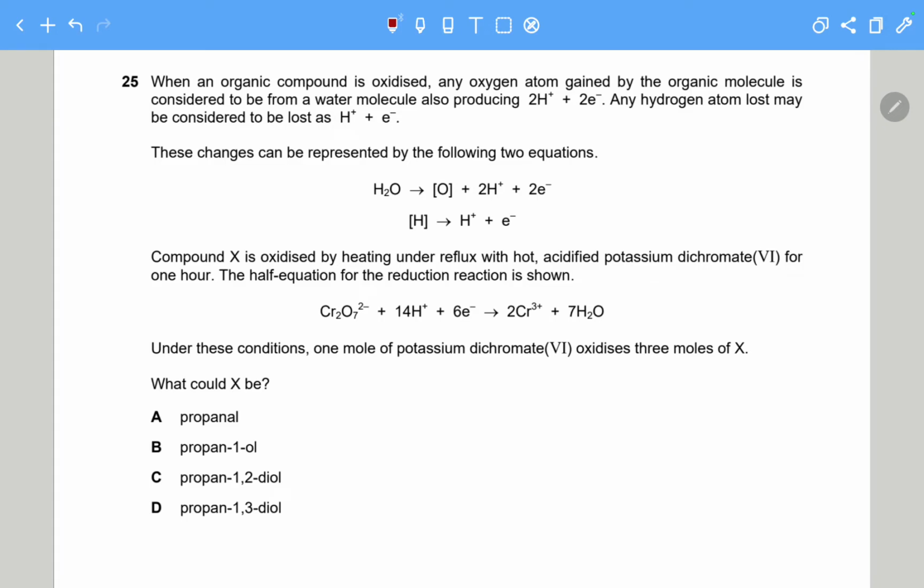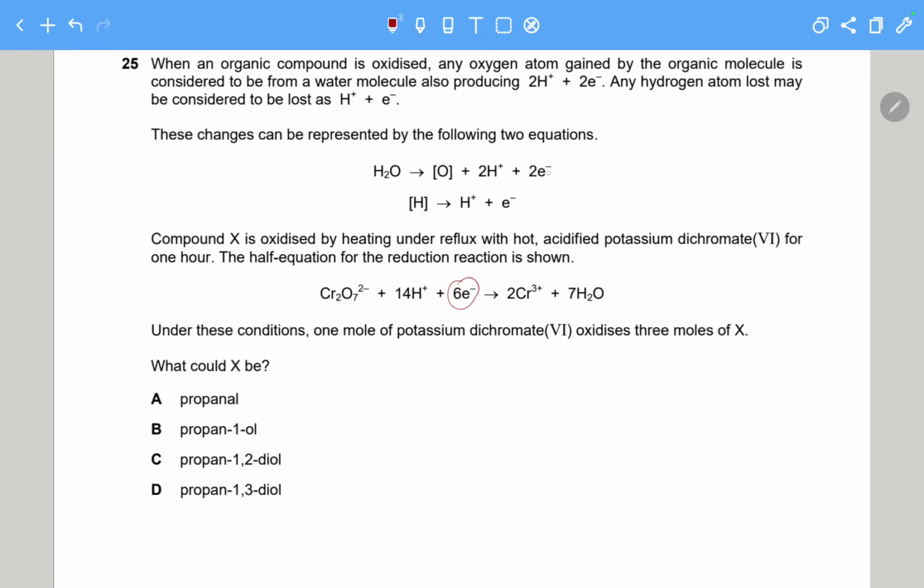Compound X is oxidized by heating under reflux with hot acidified potassium dichromate for 1 hour. The half equation for the reduction reaction is shown. They've given you the half equation. Under these conditions, 1 mole of potassium dichromate oxidizes 3 moles of X, and they ask what could X be. So for 1 mole of potassium dichromate to oxidize 3 moles of X, we have 6 electrons on the left hand side total, and we need 6 electrons from a combination of these electrons on the right hand side from 3 moles of X to balance the equation.